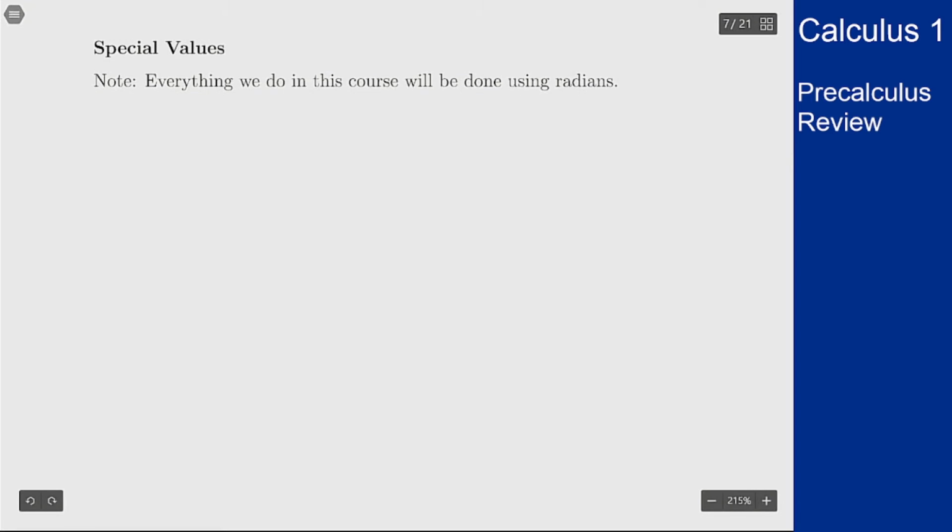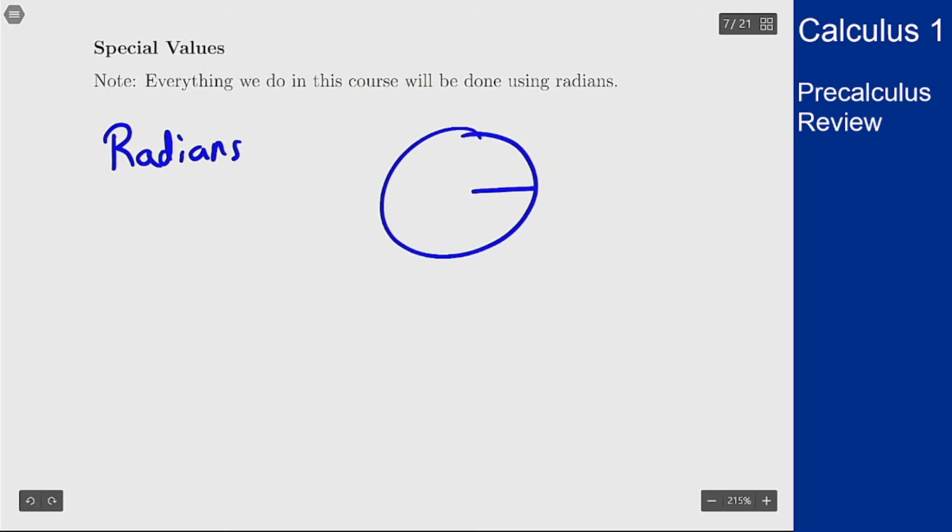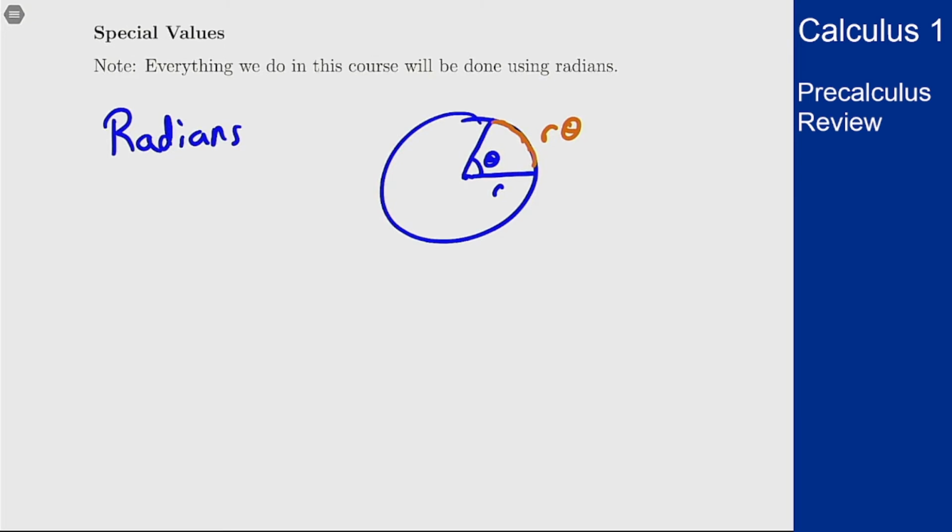Now in terms of our special values and special angles, we can think about those here. For this course, everything that we do will use radians. So what are radians? The main point of radians is that if I take a circle of radius r, and I cut out a center arc of angle theta, then the length of this arc here is r times theta when I'm doing things in radians.